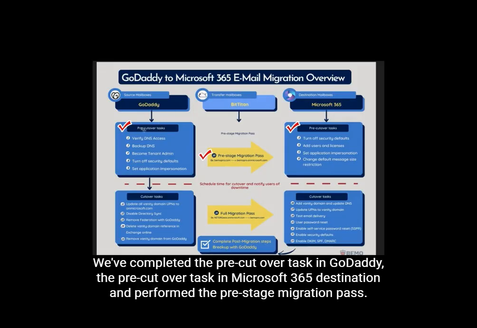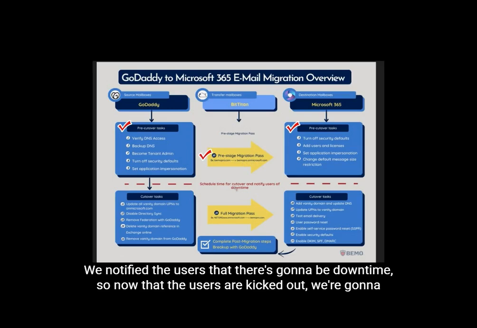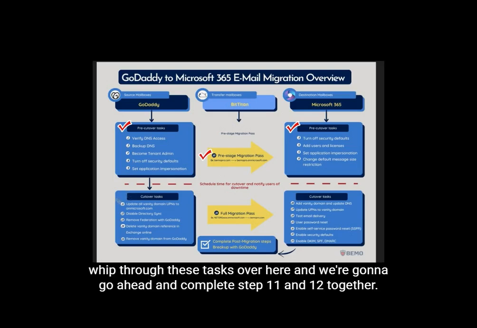We've completed the pre-cutover tasks in GoDaddy, the pre-cutover tasks in the Microsoft 365 destination, and performed the pre-stage migration pass. We notified the users that there's going to be downtime. So now that the users are kicked out, we're going to whip through these tasks over here. And we're going to go ahead and complete step 11 and 12 together.